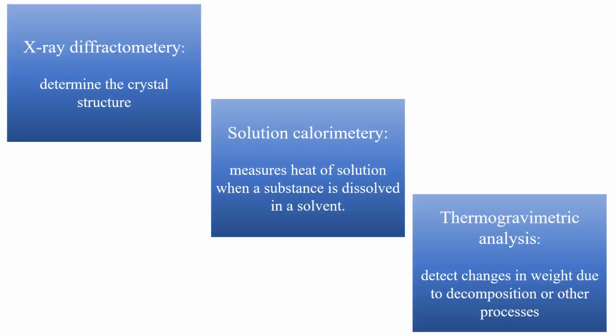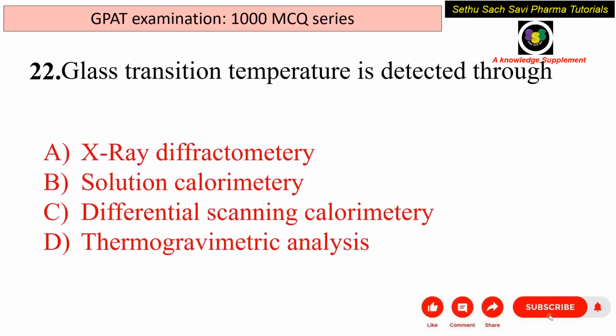Right. Coming to the other techniques discussed in the options, X-ray diffractometry. It is mainly used to study crystal structures. Solution calorimetry measures the heat of solution when a substance is dissolved in a solvent. Okay, that is solution calorimetry. Thermogravimetric analysis. Thermo means heat, gravimetry means weight. That detects the change in weight, which can be due to decomposition or any other type of process. Right. So these are the analytical tools. Now, glass transition temperature can be detected through what? Through differential scanning calorimetry or DSC.